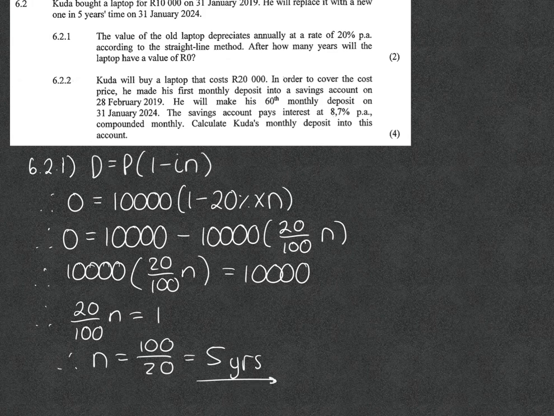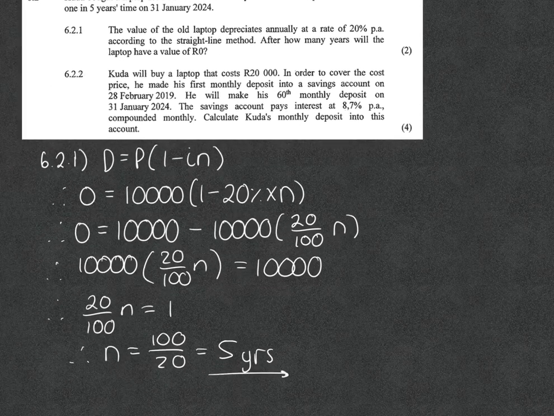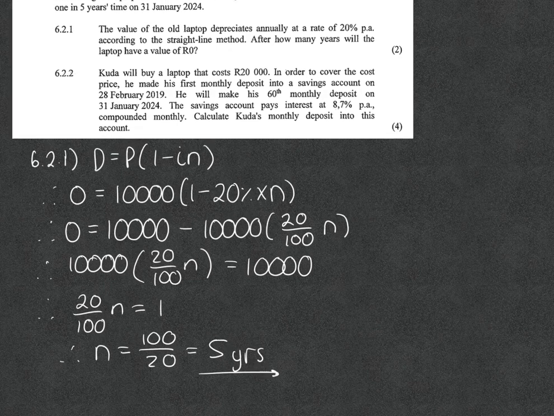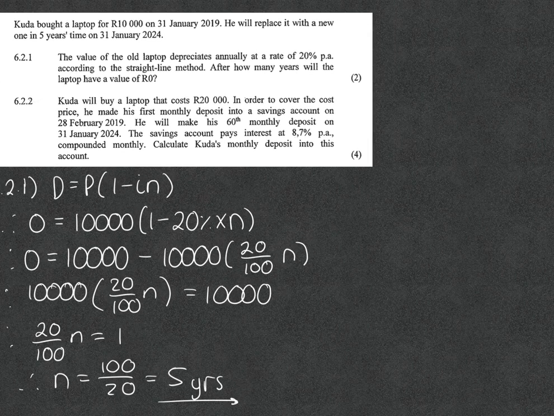Okay, then 6.2.2. Kuda will buy a laptop that costs 20,000 Rand. In order to cover the cost price, he made his first monthly deposit into a savings account on the 28th of February 2019. He will make his 60th monthly deposit on 31st of January 2024. The savings account pays interest at 8.7% per annum compounded monthly. Calculate Kuda's monthly deposit into his account.